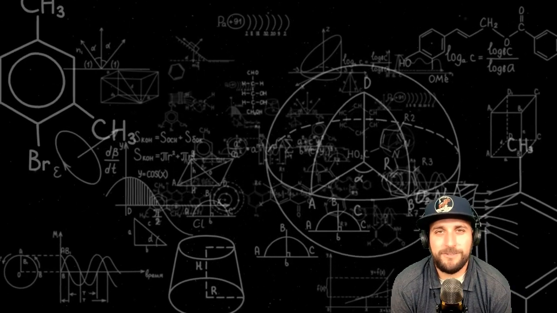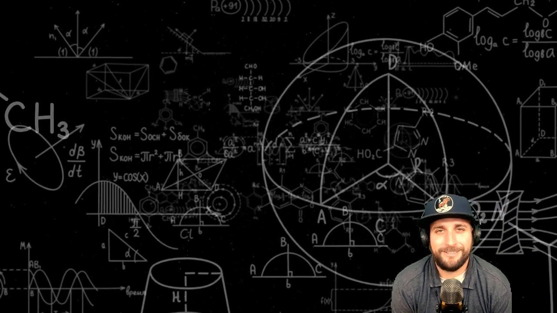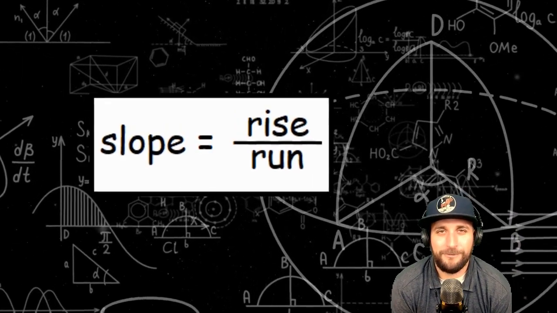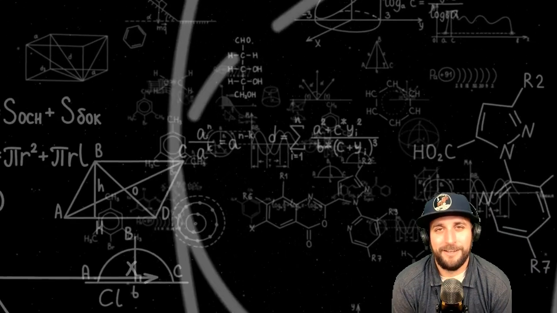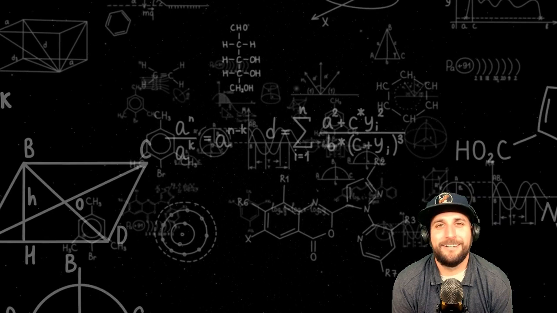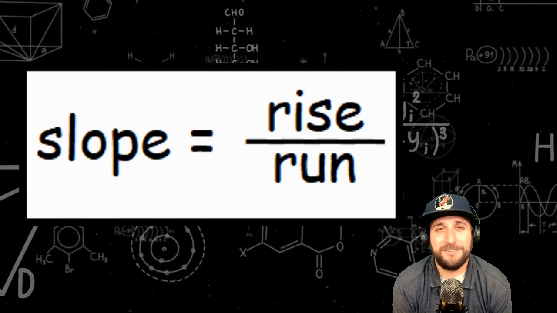So that wraps up our notes on slope of a line. Slope is rise over run. Don't forget, please. Rise over run.